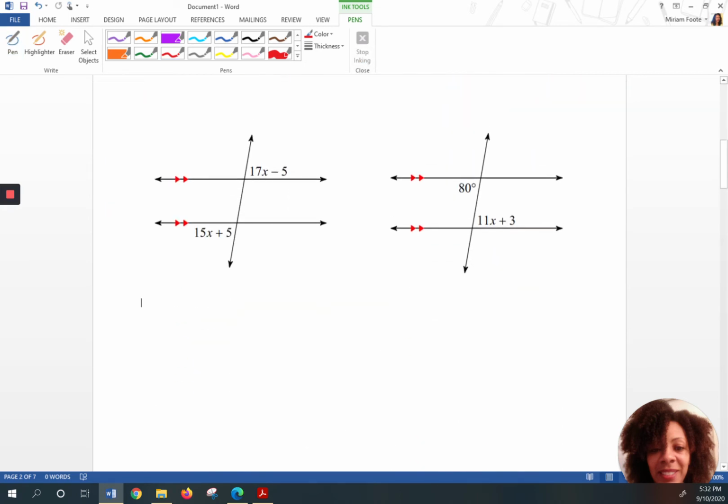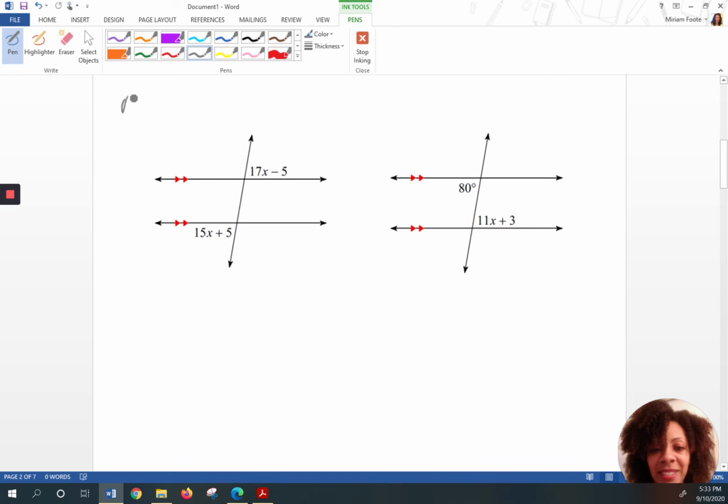Okay, so for the next ones, I'm just going to show you how to solve for x so the video is not super long, and then you know how to go back and check it if you need to. In this one, these are considered alternate exterior. Exterior because they are outside of the parallel lines. Alternate because they are on the opposite side of that transversal. This line is called a transversal.